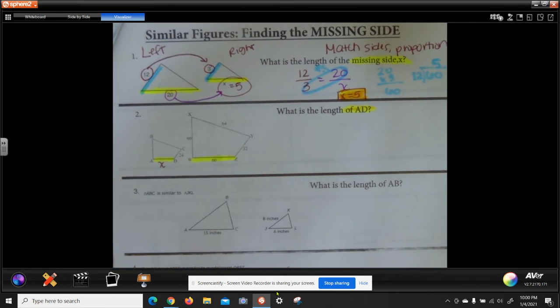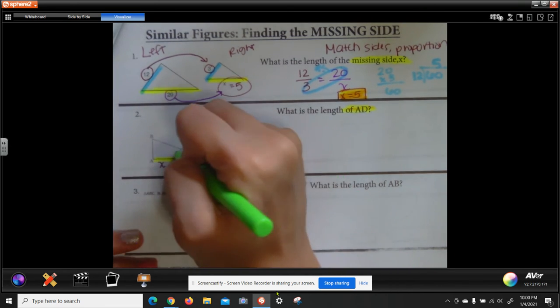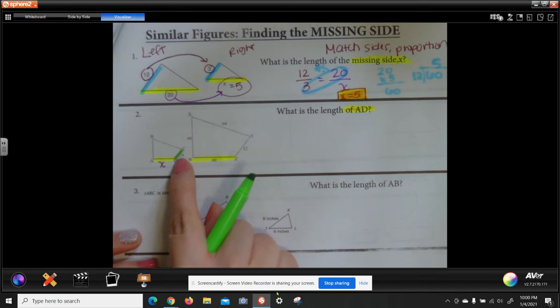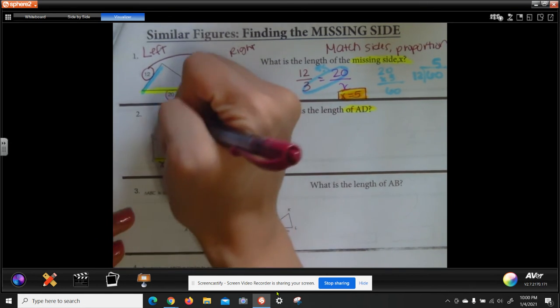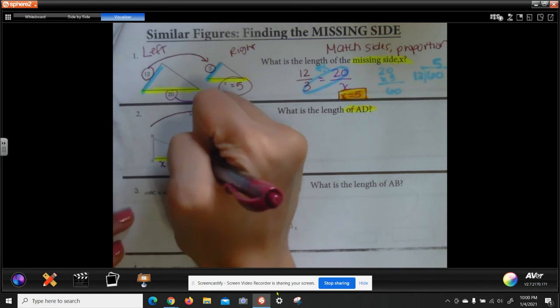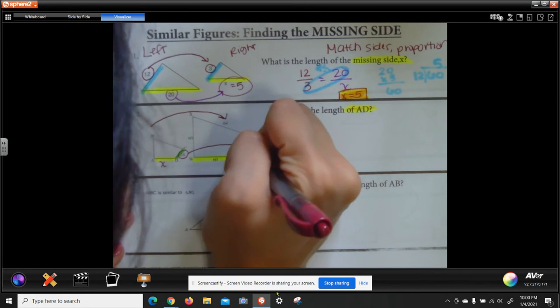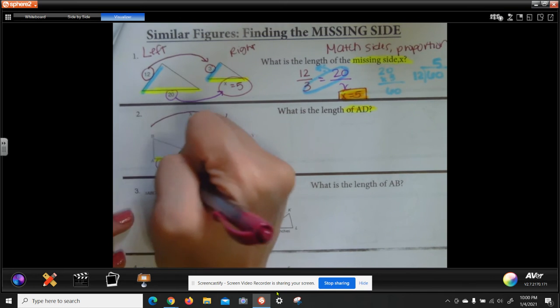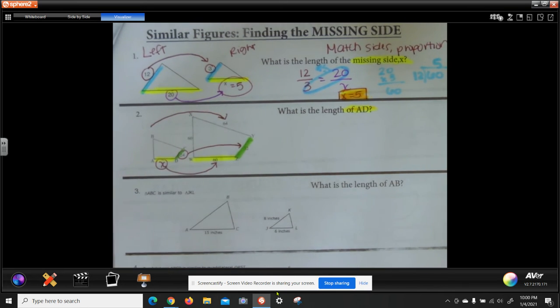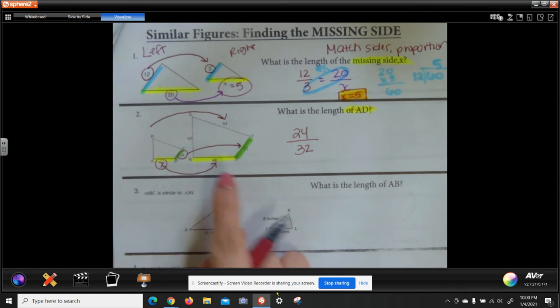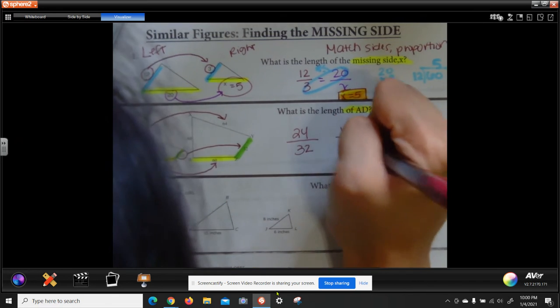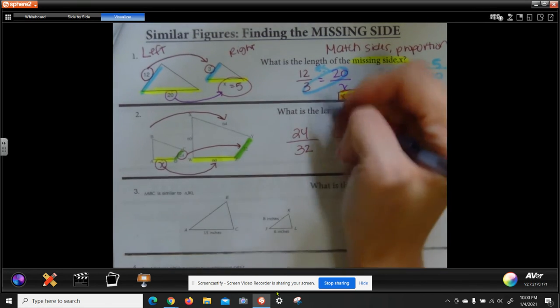Now, AB has nothing, BC has nothing, but CD, 24, matches with YZ. And remember that we're matching from left to right. So 24 matches with 32 and X matches with 60. So 24 with 32, and then X with 60.